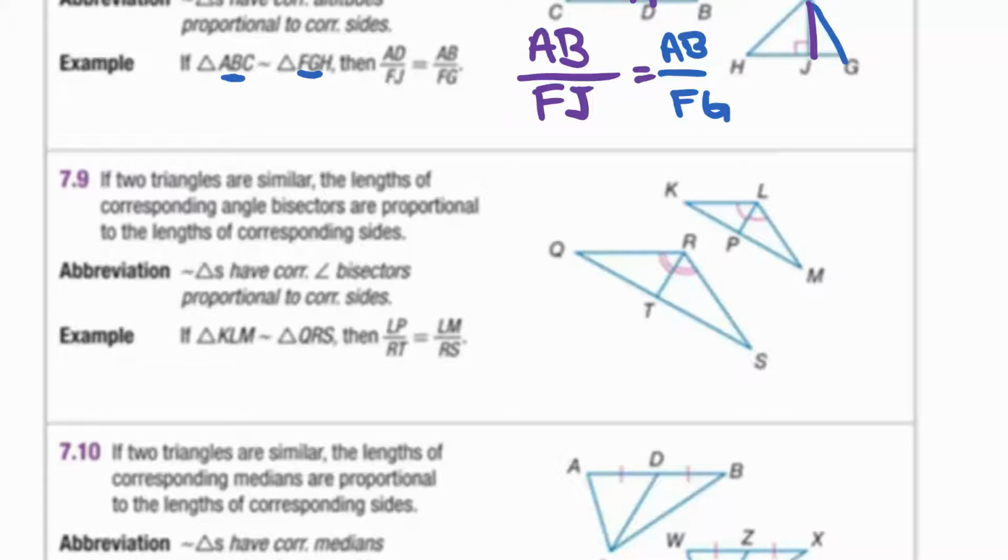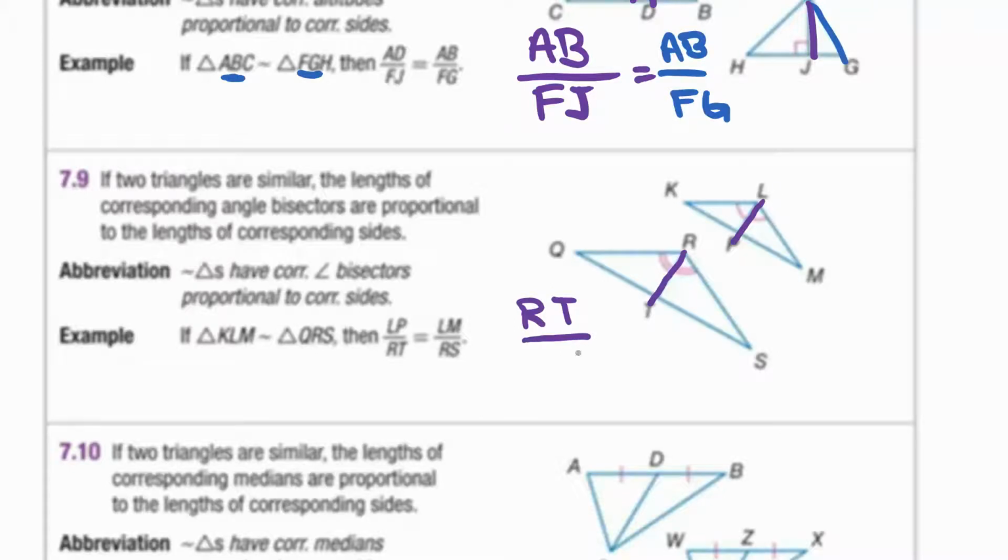If 2 triangles are similar, then the corresponding angle bisectors are proportional. The angle bisectors will always fall inside of the triangle. They bisect one of the vertexes. Here our angle bisectors are RT and LP. They are in the same proportion as the corresponding sides.